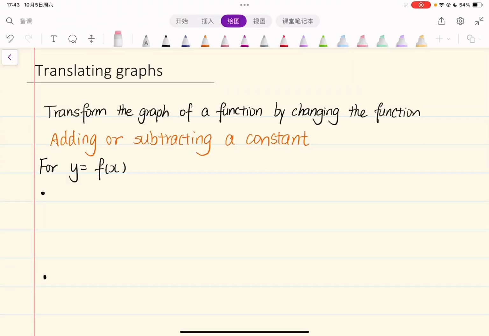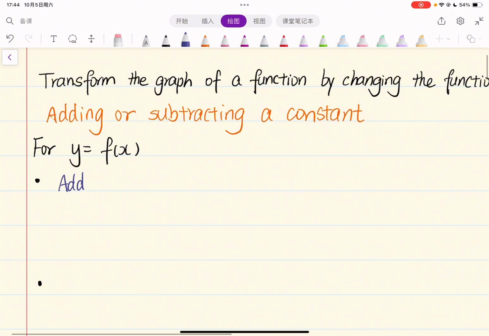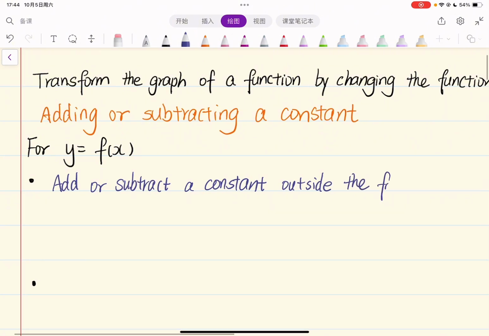Hello everyone, in this video we are going to learn about translating graphs. Transform the graph of a function by changing the function. We can add or subtract a constant to the function. So for y equals f(x), if we add or subtract a constant outside the function, that is y equals f(x) plus a.